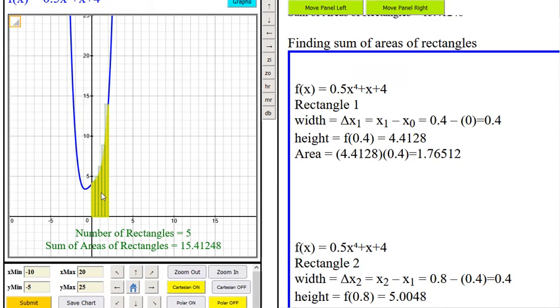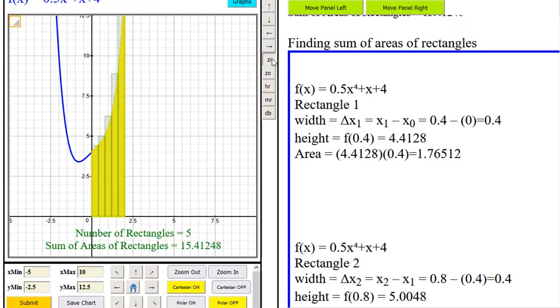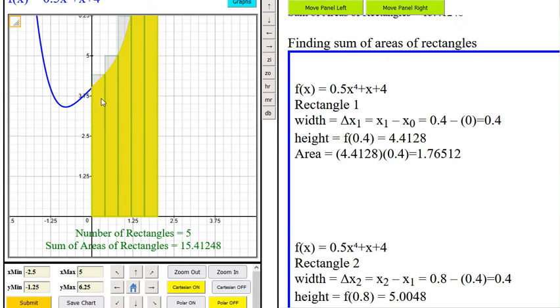And so here we fill the shaded region with 5 rectangles. And what we want to do is find the area of each rectangle and then add the areas together, and that will give us an approximated value for the shaded area. And so the function we're dealing with is 0.5x to the fourth plus x plus 4. So let's take a look at the first rectangle right here.